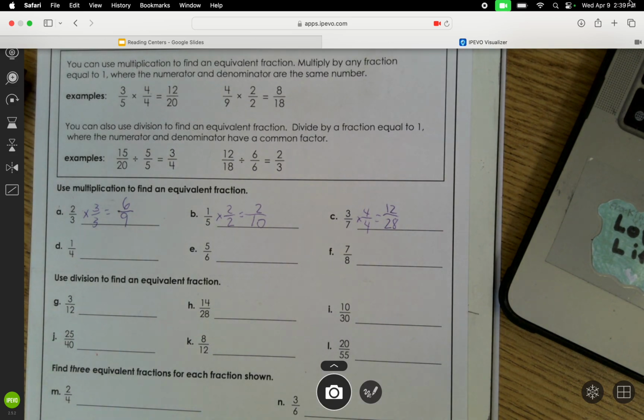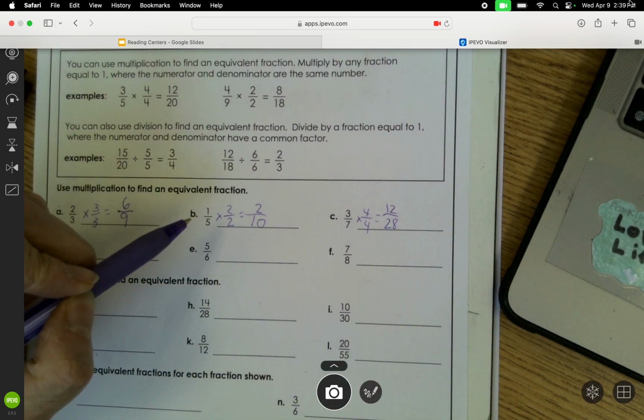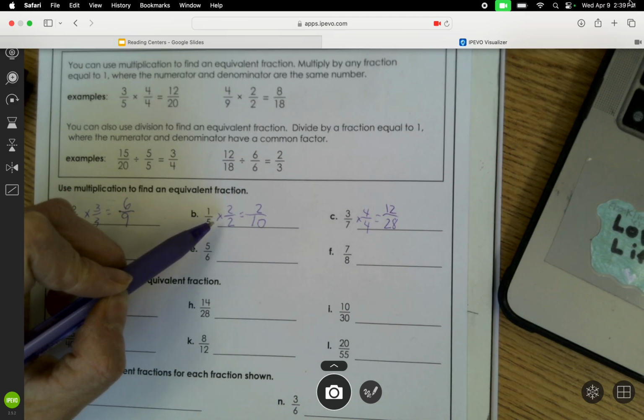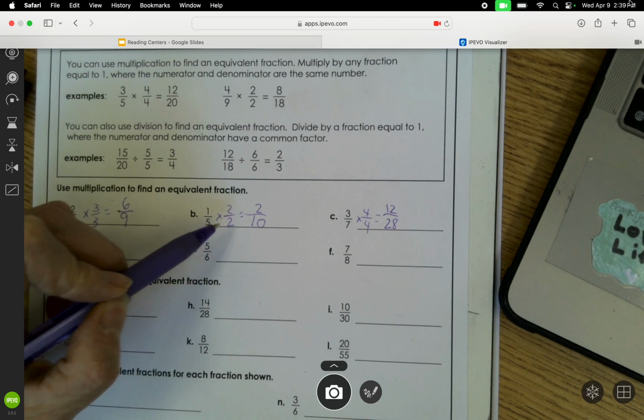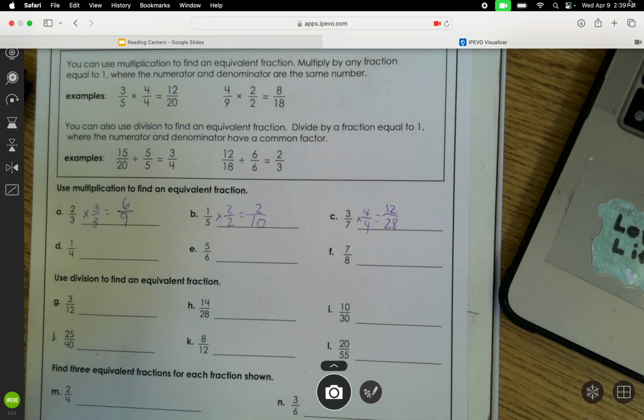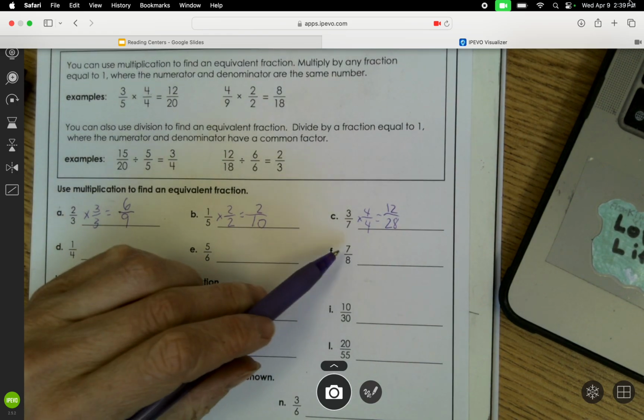Okay? So any equivalent fraction will do. Just multiply by a fraction that is equivalent to 1, where the numerator and the denominator are the same. That's all you got to do. So you're going to do these next 3 on your own.